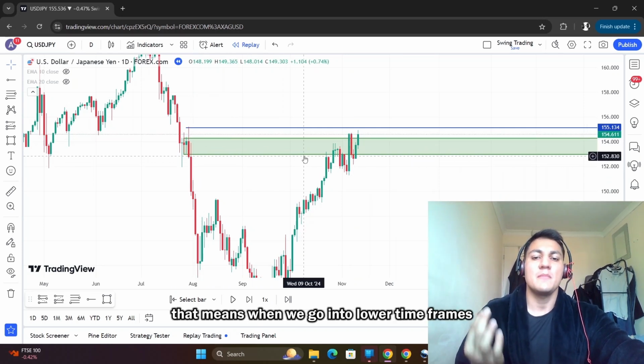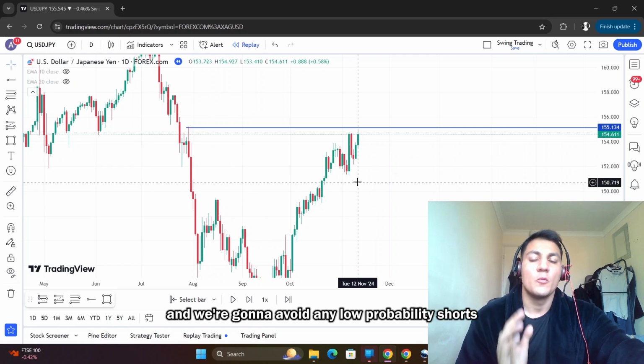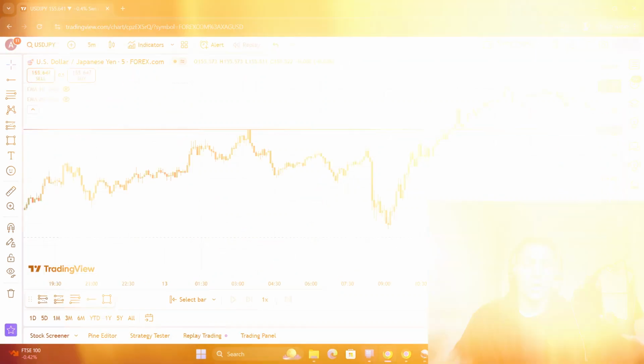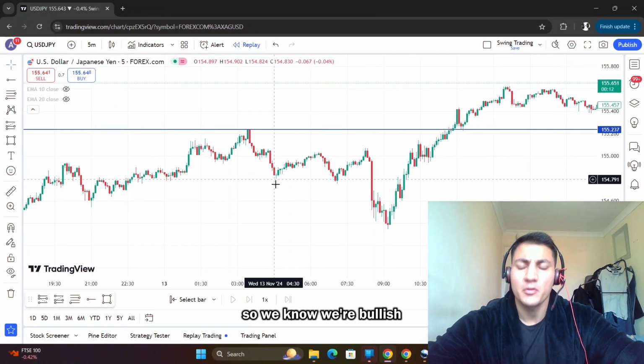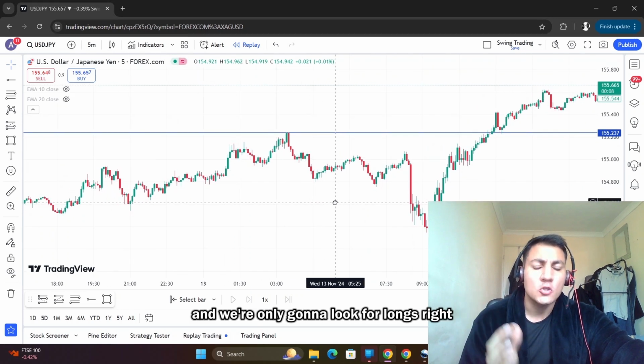Now, what does that mean? That means when we go to the lower time frames, we're only looking for longs. We're only going to look for longs, and we're going to avoid any low probability shorts. So let's go onto the 5-minute and see what we can see. Okay, I'm on the 5-minute chart, and here's that key high that price is going to, right? So we know we're bullish. We've done the hard work on the higher time frames. We know the direction, and we're only going to look for longs, right?